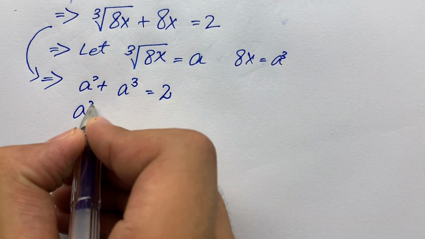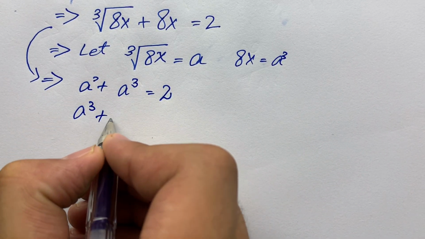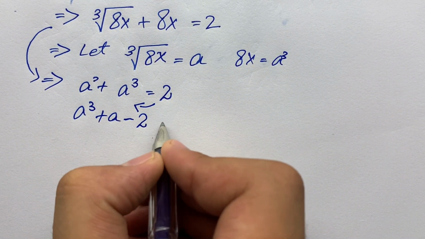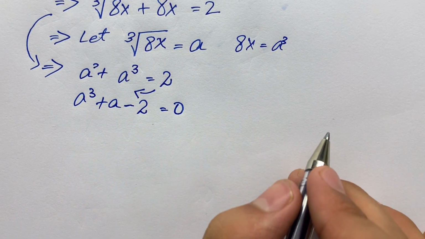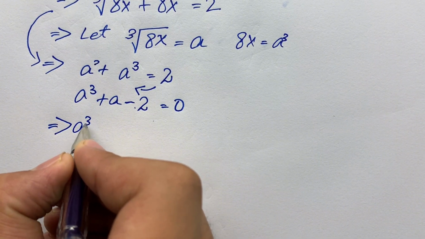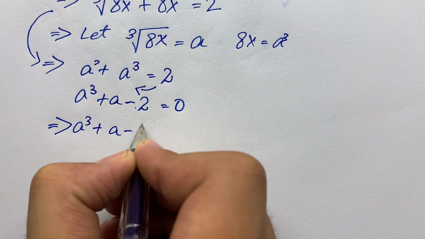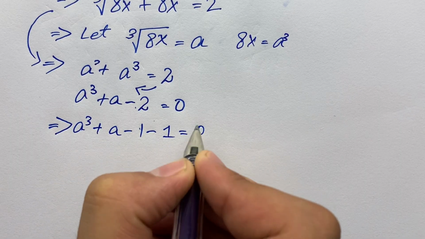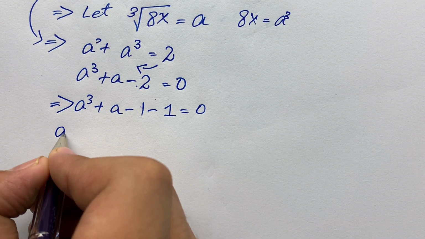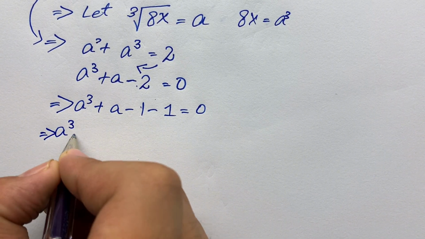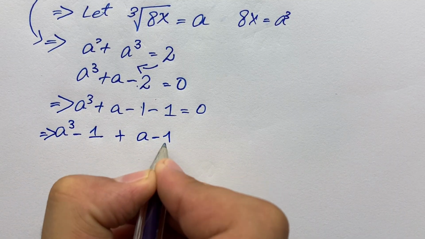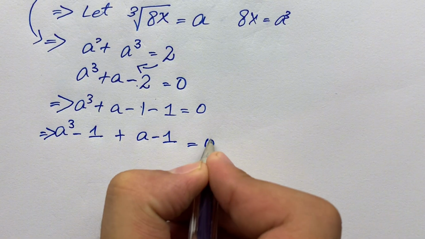Now a to the power 3 plus a, this 2 moves to the left side, and minus 2 is equal to 0. Next step, this 2 is 1 plus 1, so a to the power 3 plus a minus 1 minus 1 is equal to 0. Simple. And that's a to the power 3 minus 1 plus a minus 1 is equal to 0.